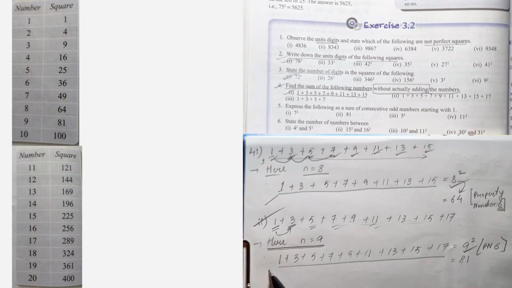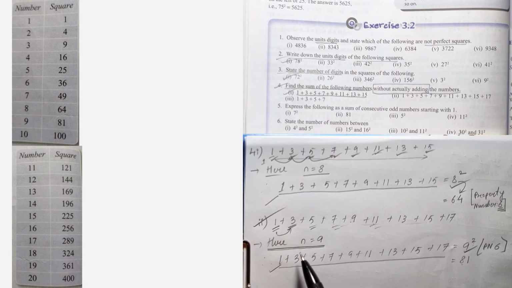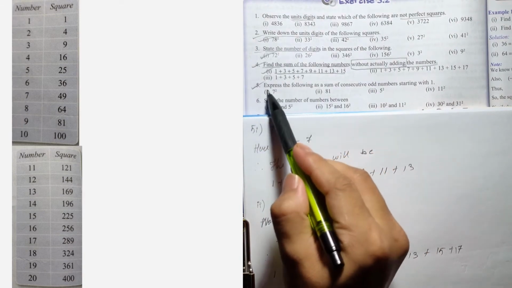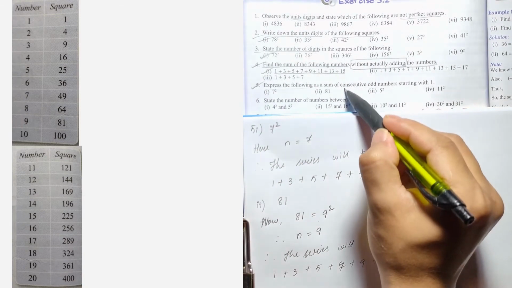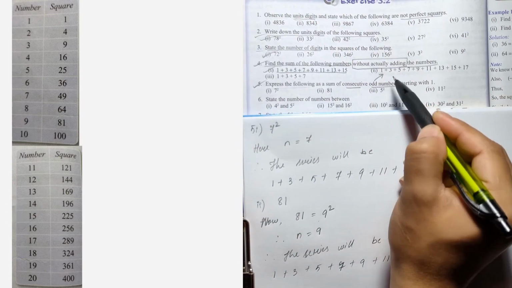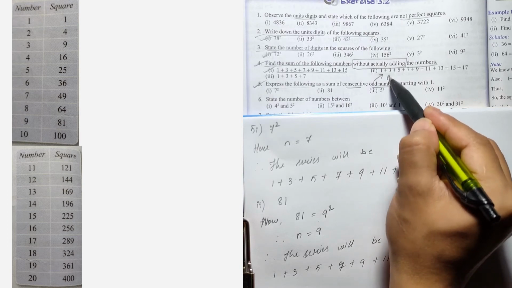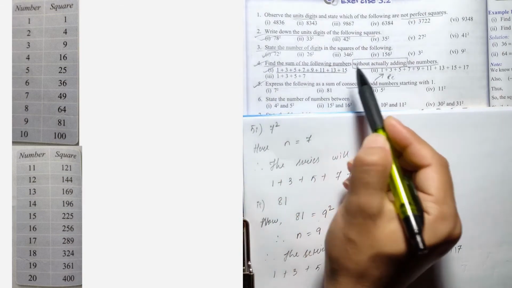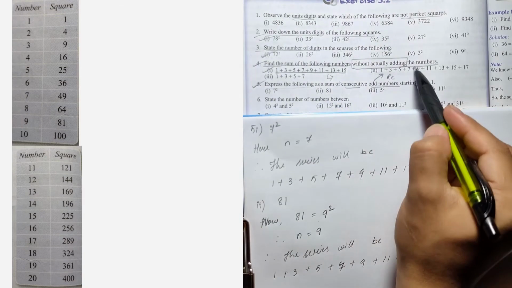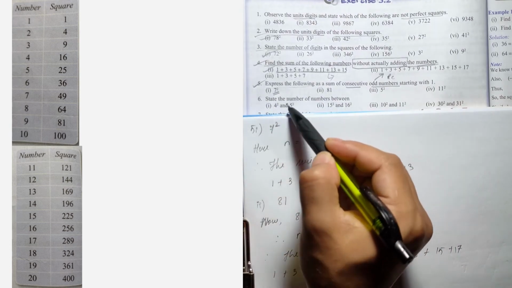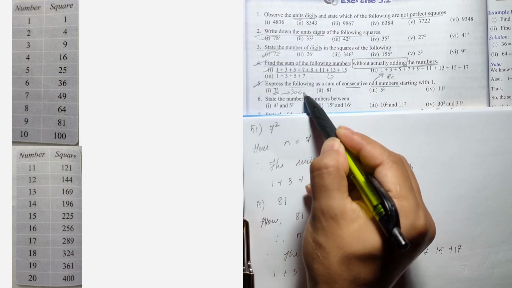I hope you have understood this sum. If you haven't, please rewind the video and make sure you understand it. Let us see one more problem. Number 5: express the following as sum of consecutive odd numbers. This is similar to the previous problem, but it is the reverse of it. Here we had been given the series and had to find the sum, that is the number. But here the sum is given and we'll have to find the series.